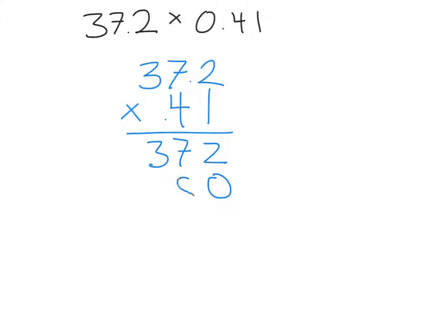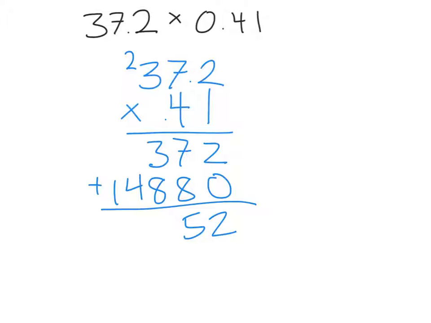We have 4 times 2, which is 8. 4 times 7, which is 28, carry the 2, and 4 times 3, which is 12, plus 2 is 14. Add this all together, and we get 15252.